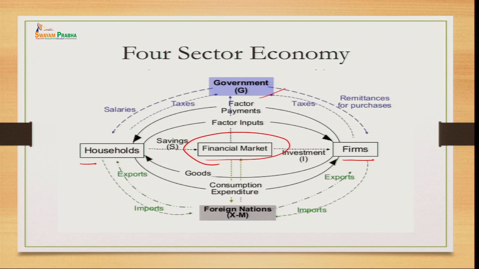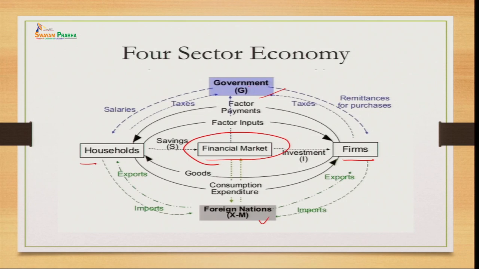So government is always there, and as we are also interacting with the foreign nation, right, we are also exporting and importing goods from other countries regularly. So we do have an interaction with the foreign nation. So these two sectors we have included in the four sector economy, and this gives you a complete idea of the interaction taking place in the four sector economy, right? So let us look at the interaction of households with the government, right?